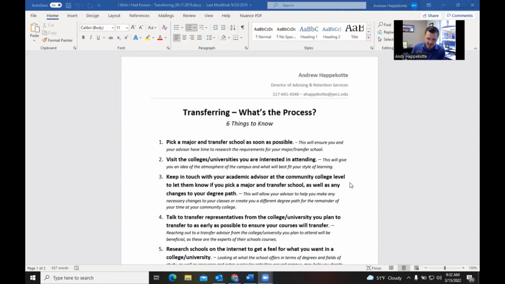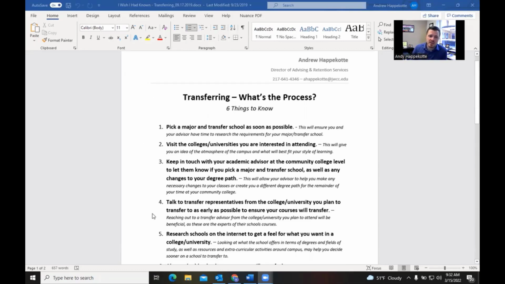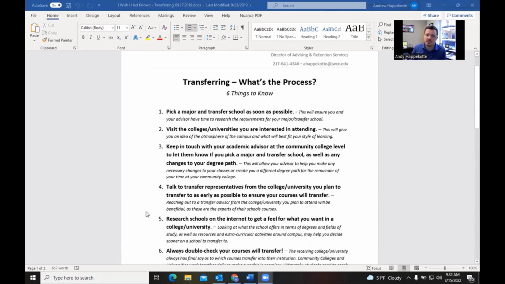The second thing that we've got here is visiting colleges and universities you're interested in attending. This kind of goes hand in hand with the fifth point, which is researching. I'm going to talk a little bit about the visiting first.